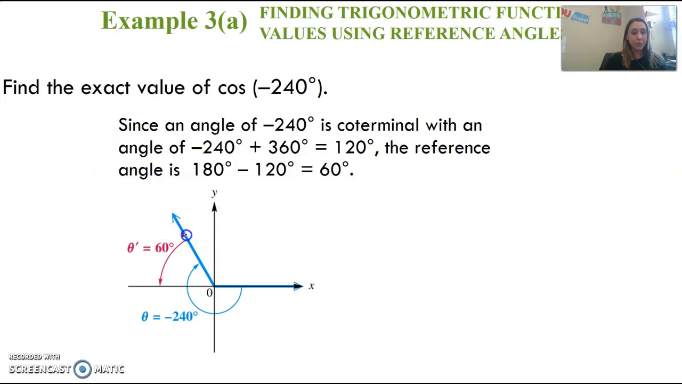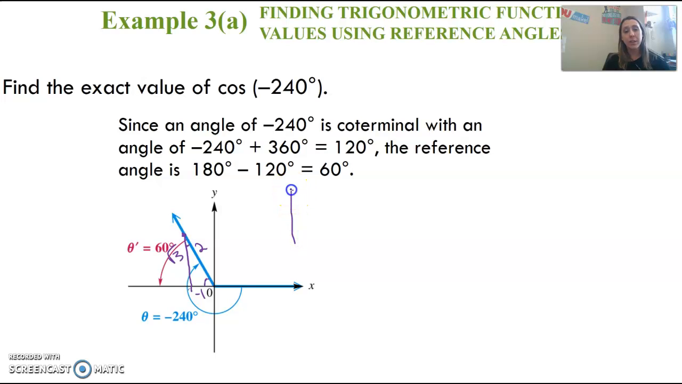So if I drew some arbitrary point, and I know that this is going to be 2, this is going to be the square root of 3, and this is going to be negative 1. I know that because this is 60, this is 30, and the square root of 3 is always adjacent to the 30 degrees, and the 2 is always the hypotenuse. And since it's on the negative side of the x-axis, it's negative 1.